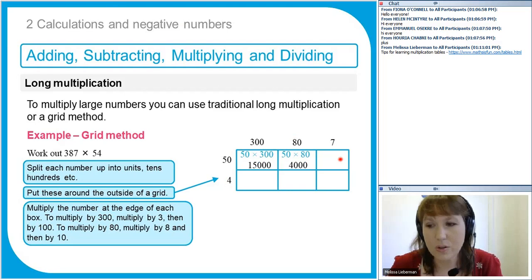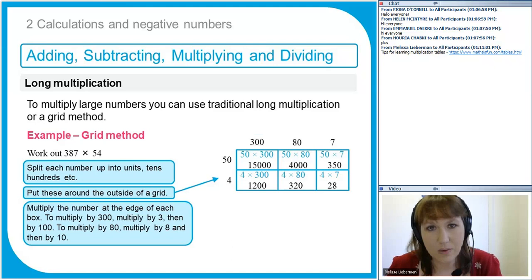In this box, we're going to do 7 times 50. So that's the same as 7 times 5, which is 35, and then add on 0. Because it's a little bit like 5 times 10 times 7. That's where that 0 is coming from. 12 with 2 zeros. 3 times 4 is 12, so 1,200. In this box, 4 times 8 is 32, plus a 0, 320. And in this box, it's just 4 times 7, which is 28.